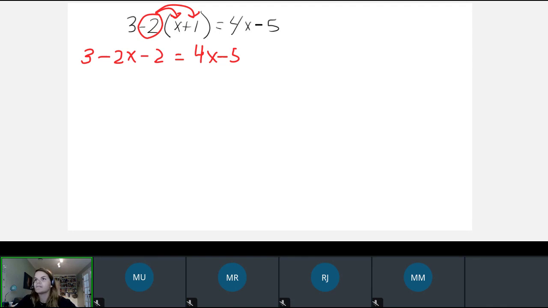Okay, now what I'm going to do next is combine my like terms. So I have a plain number 3 and a plain number 2. So I'm going to go ahead and subtract those. So 3 minus 2 would be 1. And then my negative 2x would stay the same.